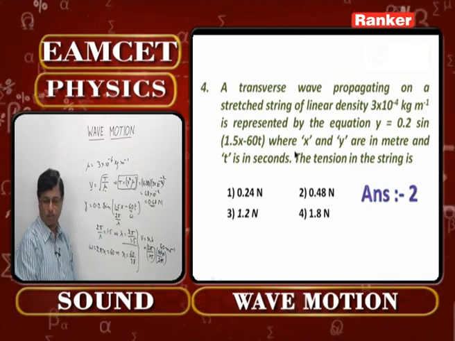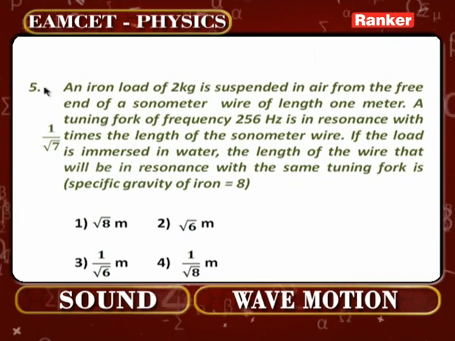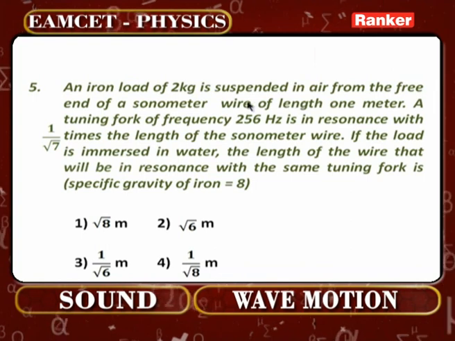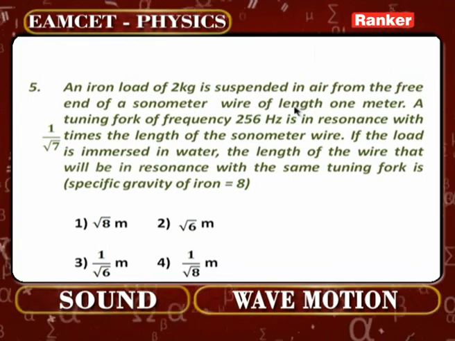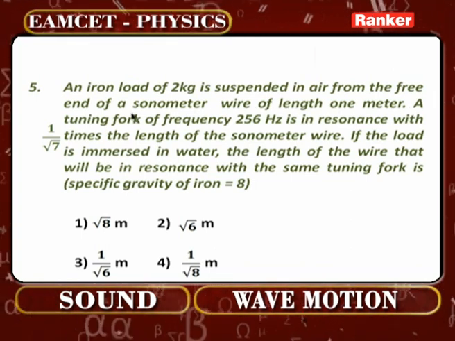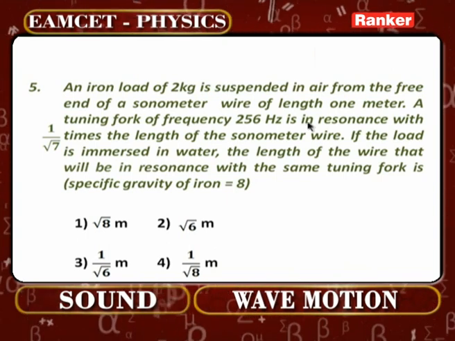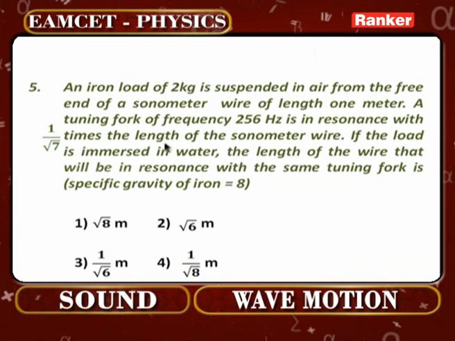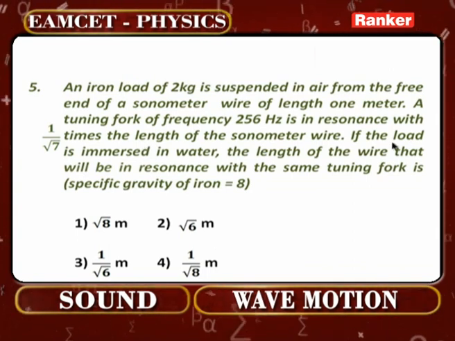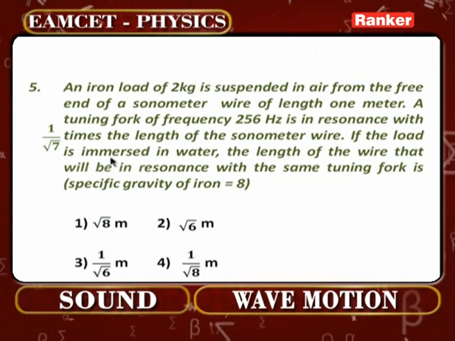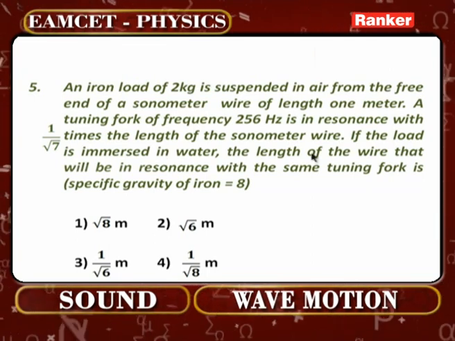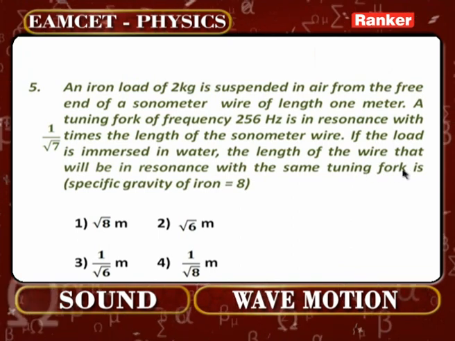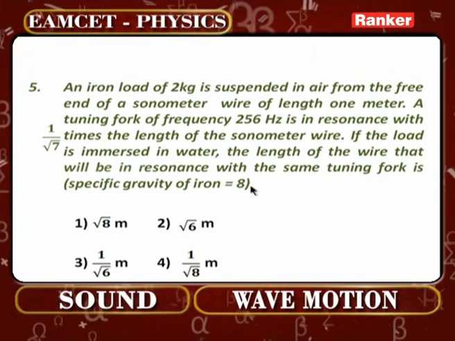Let us check the next one, that is question number 5. An iron load of 2 kg is suspended in air from the free end of a sonometer wire of length 1 meter. A tuning fork of frequency 256 Hz is in resonance with 1/√7 times the length of the sonometer wire. If the load is immersed in water, the length of the wire that will be in resonance with the same tuning fork is, specific gravity is given as 8.